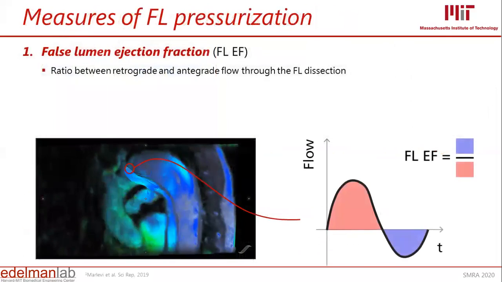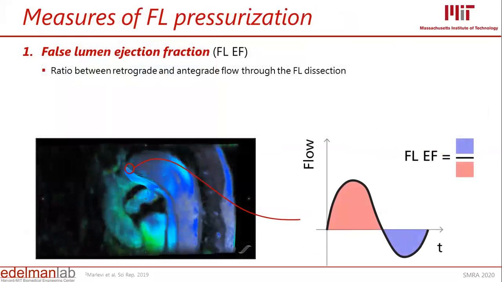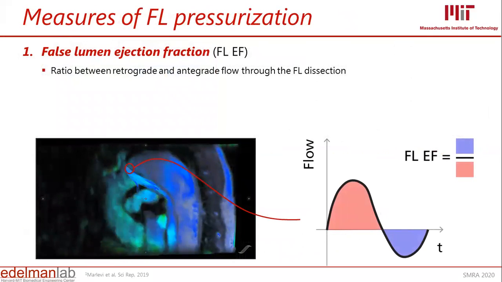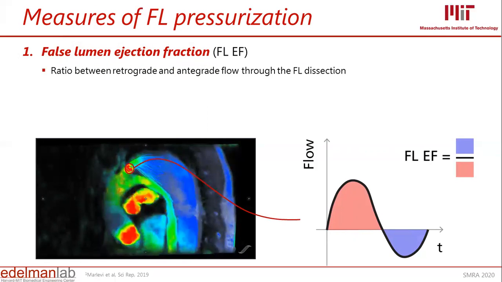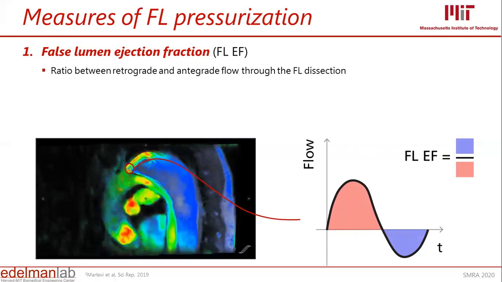To then estimate false lumen pressure, we analyzed several different metrics having been proposed in literature, some direct, some indirect, some extrapolating false lumen pressurization from regional assessments, and others incorporating global behavior of the entire false lumen. In our instance, we chose to extract three different metrics. First, we calculated the false lumen ejection fraction, or FLEF, defined as the ratio between retrograde and antegrade flow through the dominant dissection tear. Intuitively, as the false lumen pressure increases, both the retrograde flow fraction and FLEF will increase.